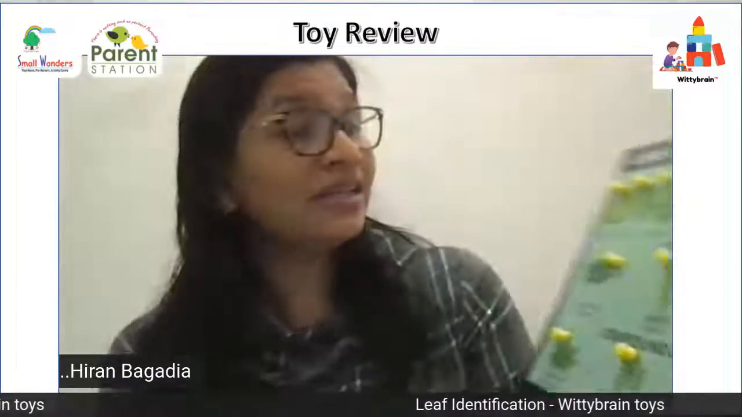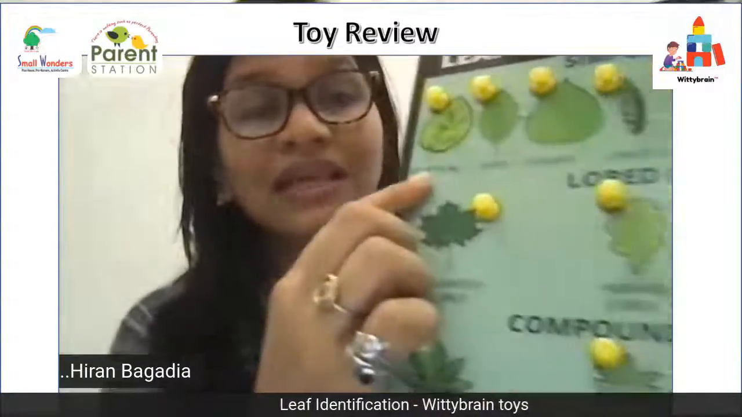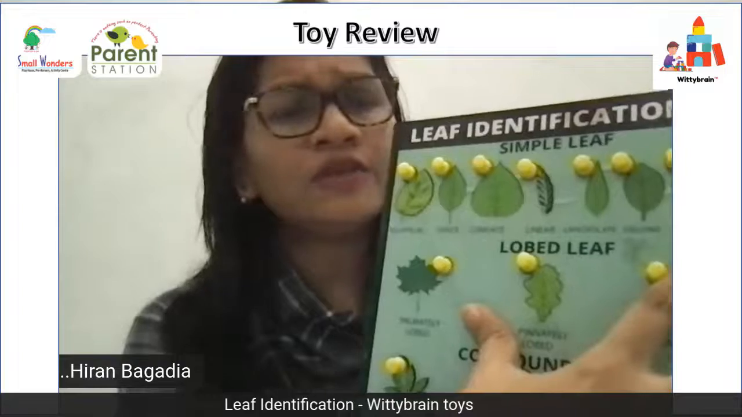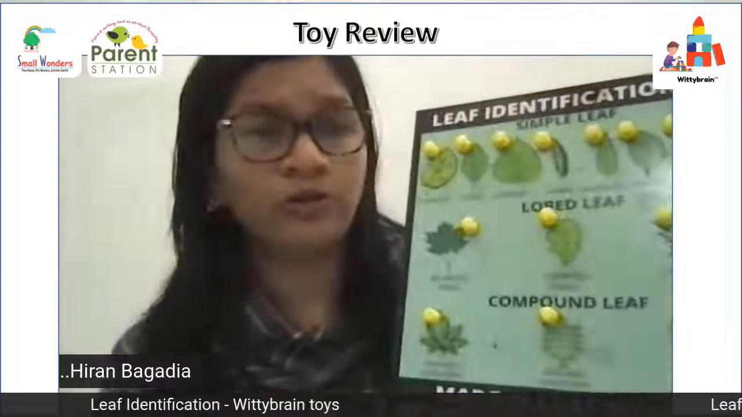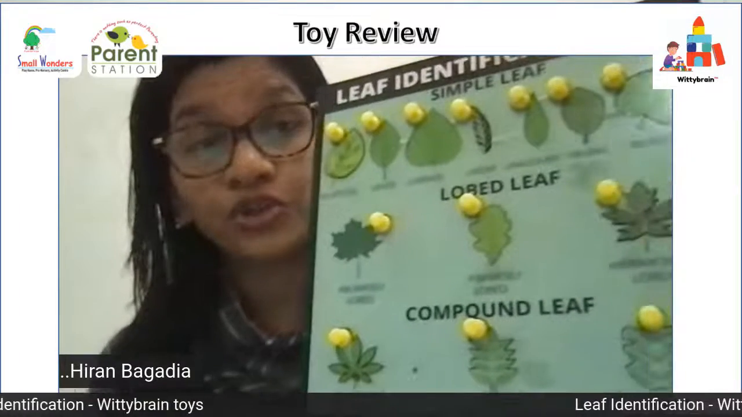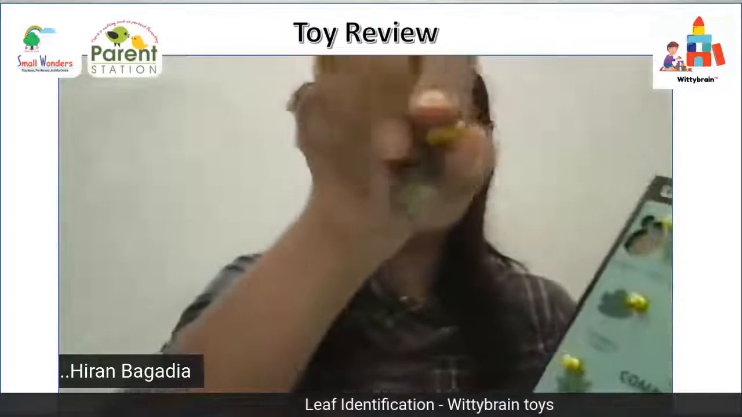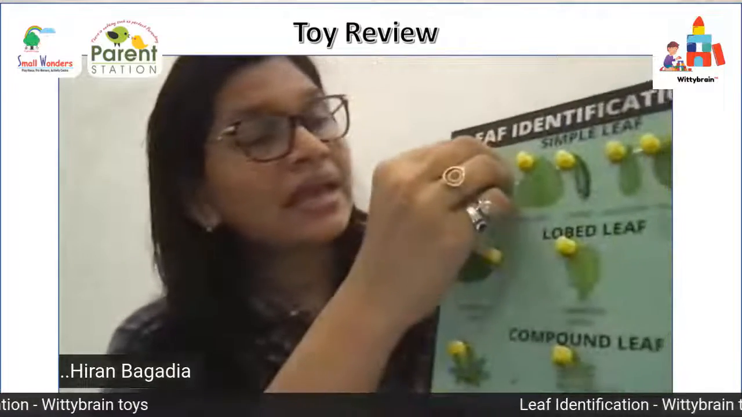So how will children identify all of these? With this, see, the names are written below. The names are elliptical simple leaf, ovate, cordate, linear, oblong. If I just say the names to the children, they are not going to remember. But if I show them like this, and if I just remove them, see, it has a holder from where I can just hold it. It's just like a puzzle. I just remove it and I can put it back.